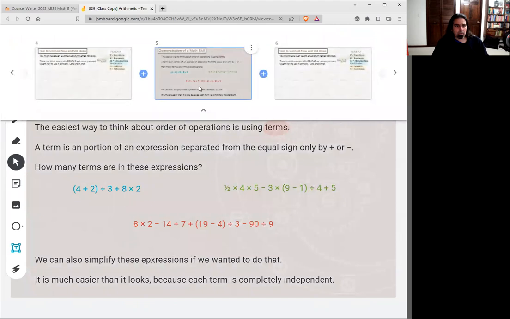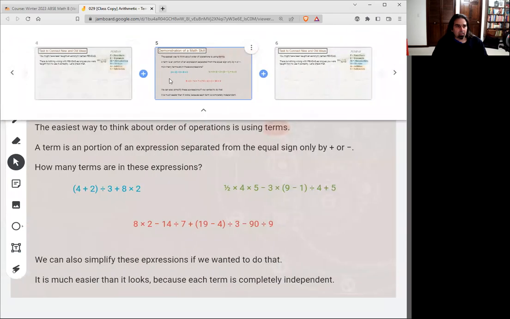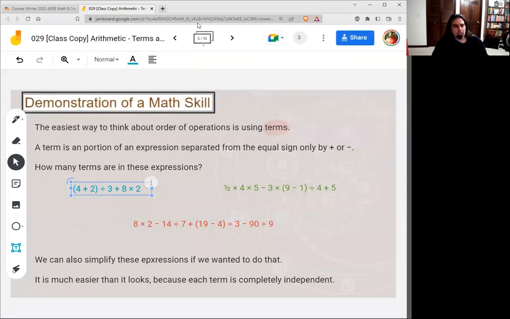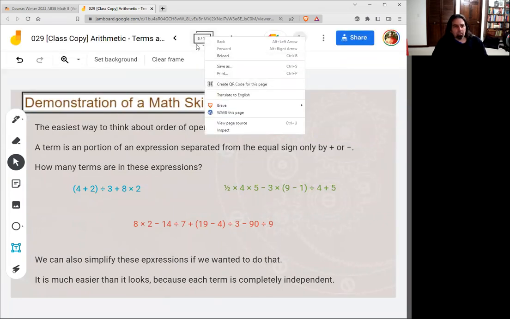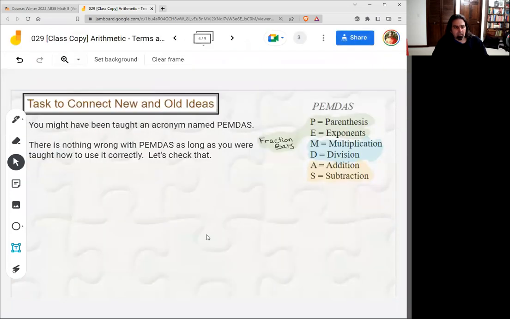Whoops, what happened there? It's trying to move just the blue one, not the. Copy, sorry about this. Okay, there we go.